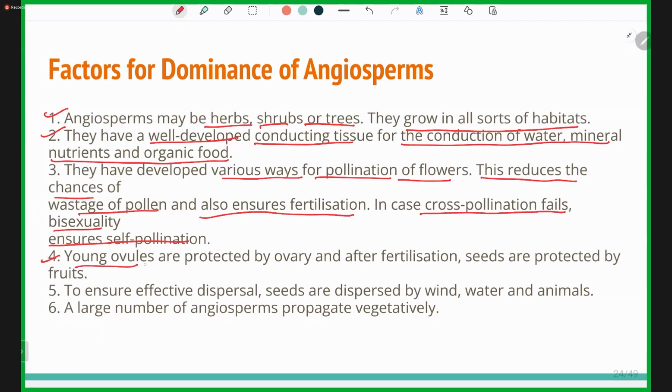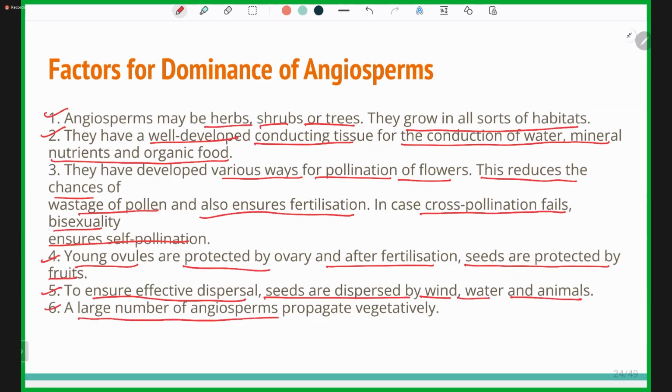Fourth, the young ovules are protected by ovaries, and after fertilization, the seeds are protected by the fruit. Fifth, to ensure effective dispersal, seeds are dispersed by wind, water, and animals. Sixth, a large number of angiosperms propagate vegetatively. So there are innumerable ways of pollination.